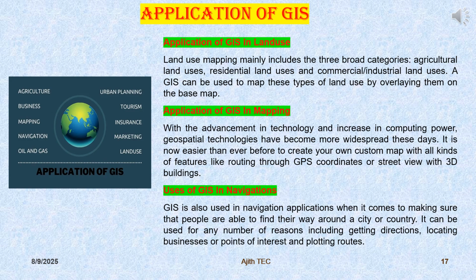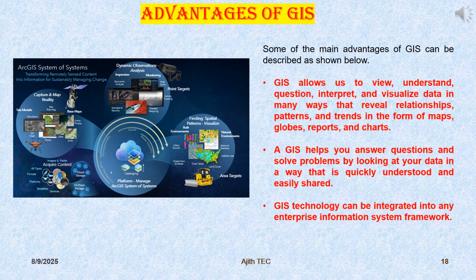Application of GIS and mapping. With the advancement in technology and increase in computing power, geospatial technologies have become more widespread these days. It is now easier than ever before to create your own custom map with all kinds of features like routing through GPS coordinates or street view with 3D buildings. Uses of GIS in navigation. GIS is also used in navigation applications when it comes to making sure that people are able to find their way around a city or country. It can be used for any number of reasons, including getting directions, locating businesses or points of interest, and plotting routes.